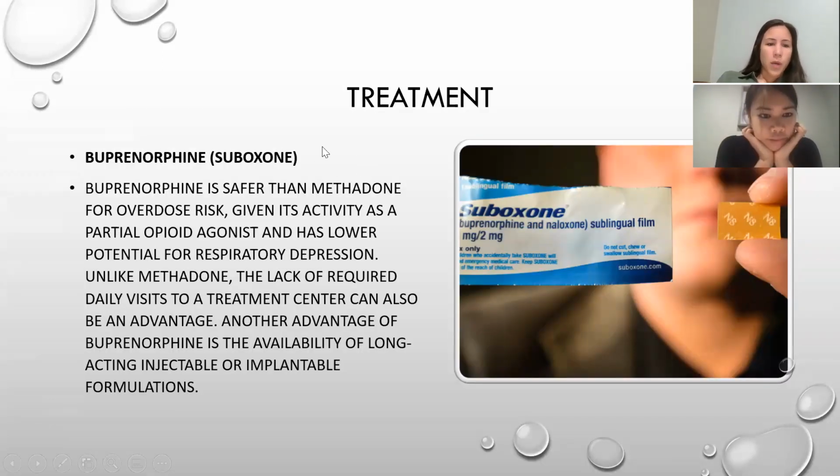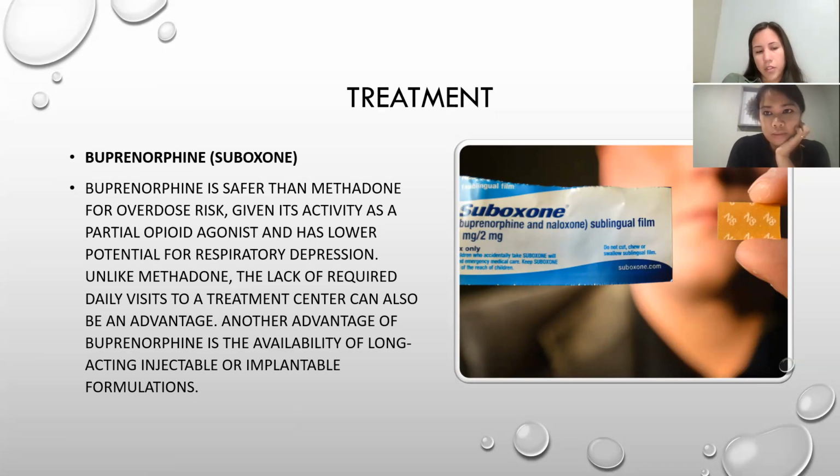So buprenorphine, or Suboxone, is considered safer than methadone for overdose risk, because it's only a partial agonist, so it has less of the effects like respiratory depression. And some people prefer it to methadone because you don't have to do a daily treatment. It can be more spaced out, not any more than a month. Usually you start with really close appointments and then are able to space it out to monthly over time, which can be nice for flexibility.